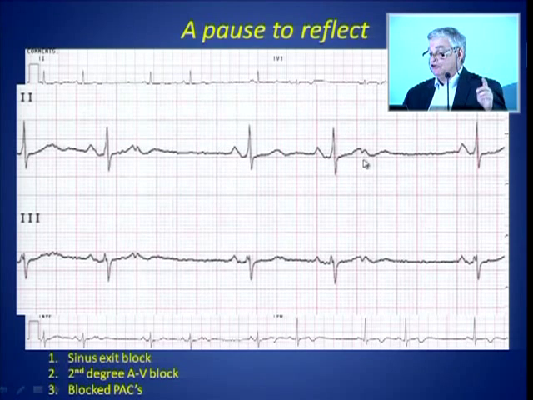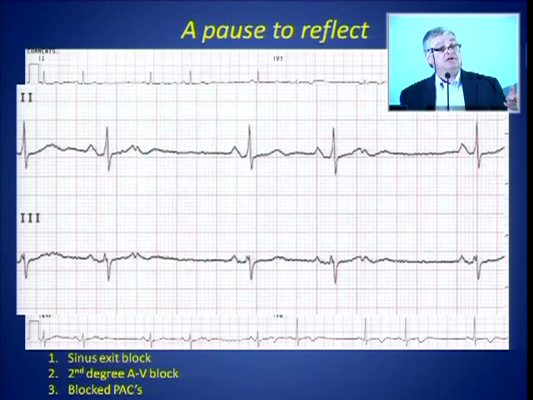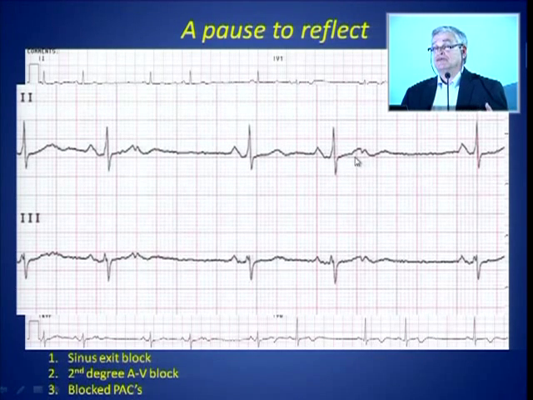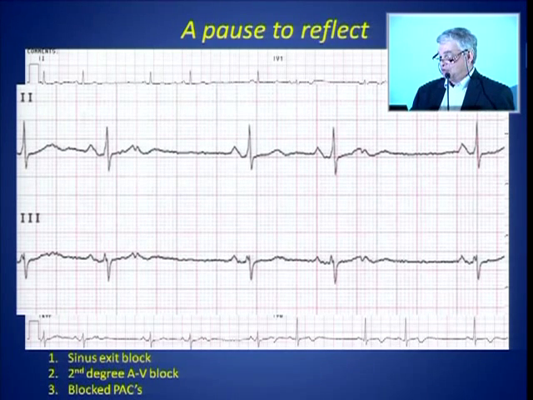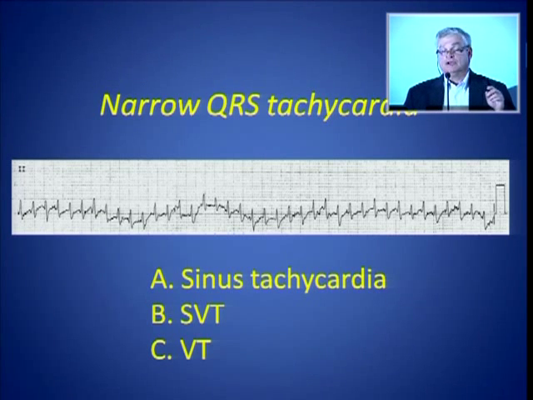Can't be anything else. So I look at before the previous pause, and I see the same thing. Artifact is random. P waves are not. So this is a blocked PAC. Not sinus node disease, not SA block, not sinus node dysfunction. This is a blocked PAC. The P waves can no longer hide from us. We just have to know where to look for them.